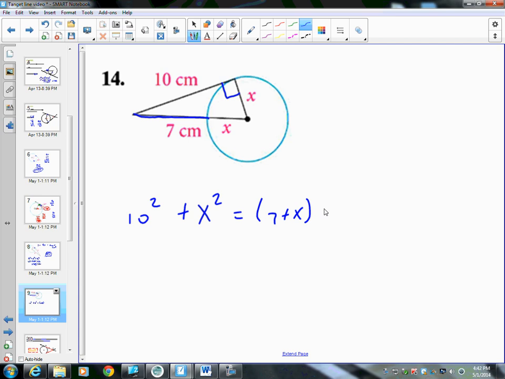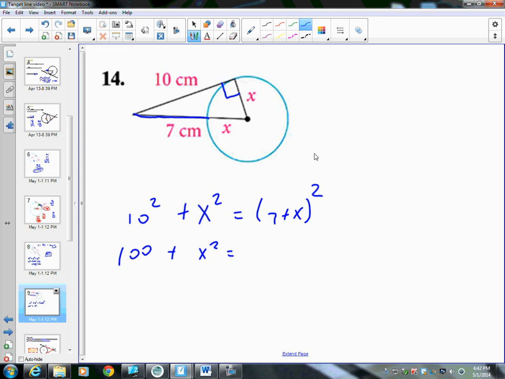But again, we're going to square this whole side. So we have 7 plus x squared. Put that in parentheses because it's not just 7 squared, it's not just x squared, it's the entire thing squared. Okay, so 10 squared is 100, x squared is still x squared, and this is interesting right here.